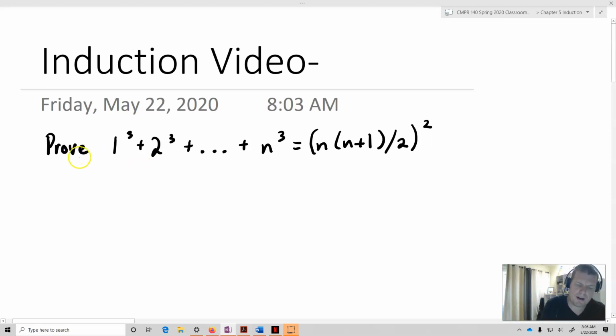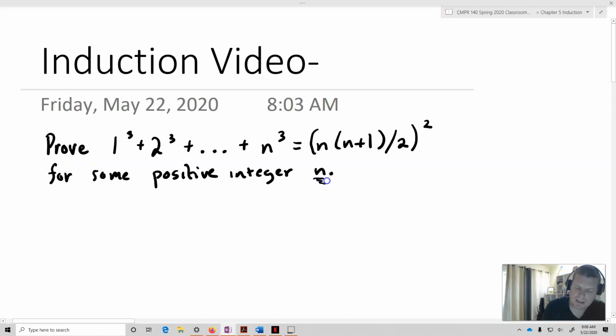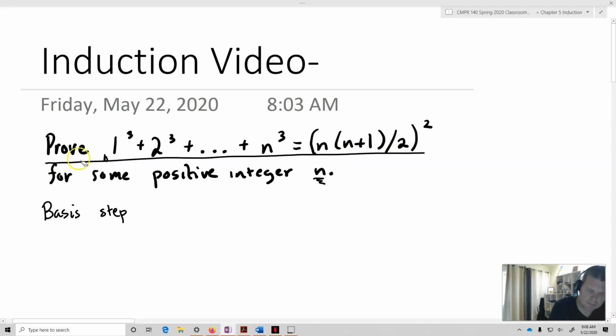So let's say, for example, I want to prove 1 cubed plus 2 cubed all the way up to n cubed is equal to n times n plus 1 divided by 2, squared, for some positive integer n. Since it's positive, we're going to be starting at 1, so that's going to be our basis step. We're going to denote this statement, the 1 cubed plus 2 cubed all the way out to n times n plus 1 divided by 2 squared, as P of k. So our basis step is to show P of 1 is true.